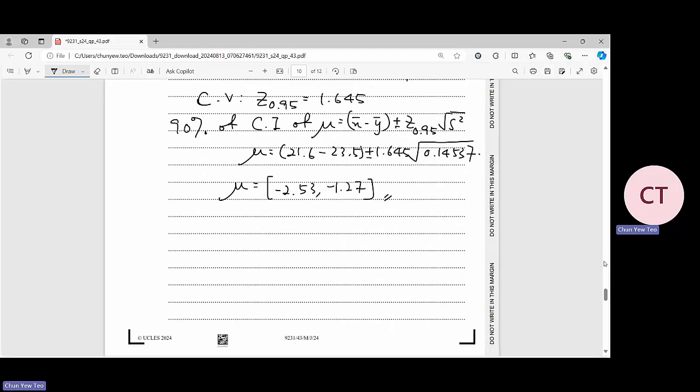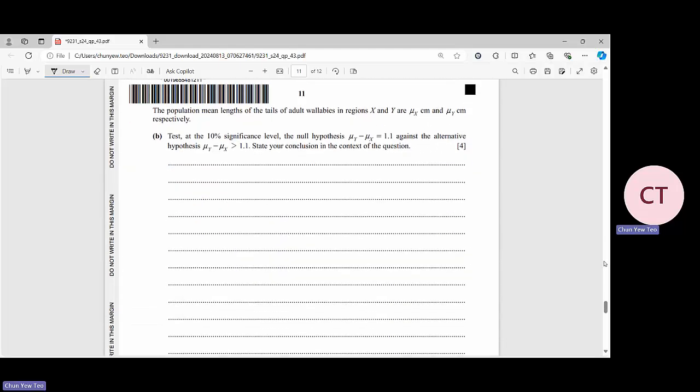Okay, now we move on to 6B. The population mean lengths of the tails of adult wallabies in regions X and Y are mu X and mu Y respectively. Test at the 10% significance level the null hypothesis. The question is giving you that the null hypothesis is mu Y minus mu X equals 1.1, against the alternative hypothesis that mu Y minus mu X is greater than 1.1. So this one is a right tail test.